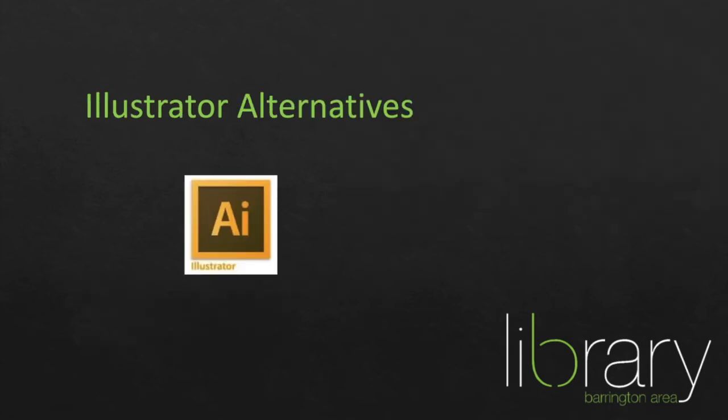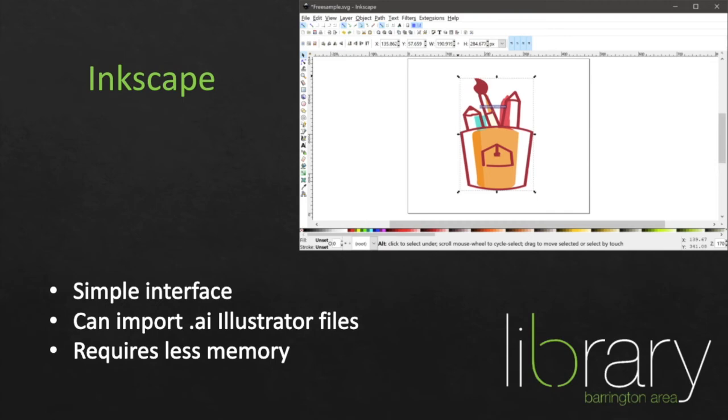Okay, now moving on to the Illustrator alternatives for vector graphics editing. So Inkscape is a very popular free software. It has a simple interface, again with not a lot of menu diving. And you can also import Illustrator files into Inkscape. So this is great if you have started a file in Illustrator, you can go back and forth and work in Inkscape as well. And it requires less memory to run than Illustrator. So again, if you have a slower computer, Inkscape will be fine.